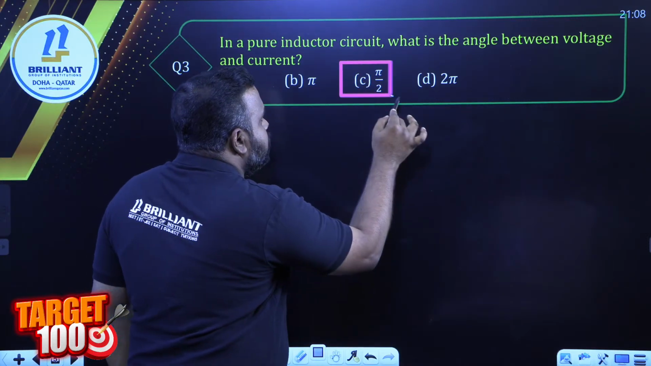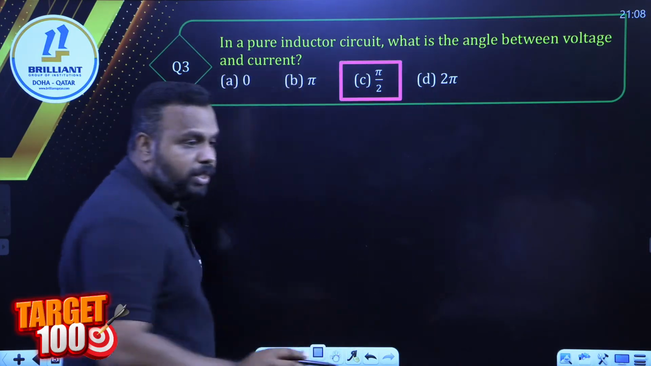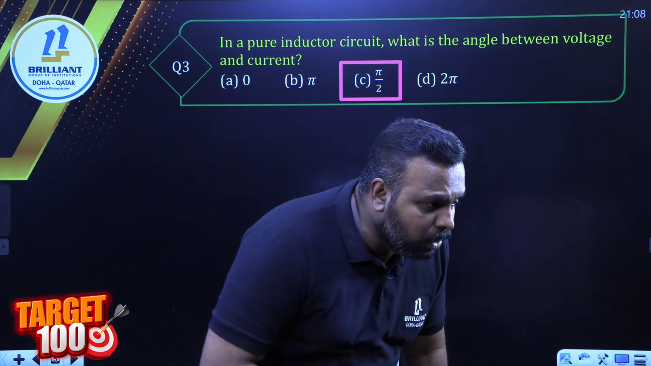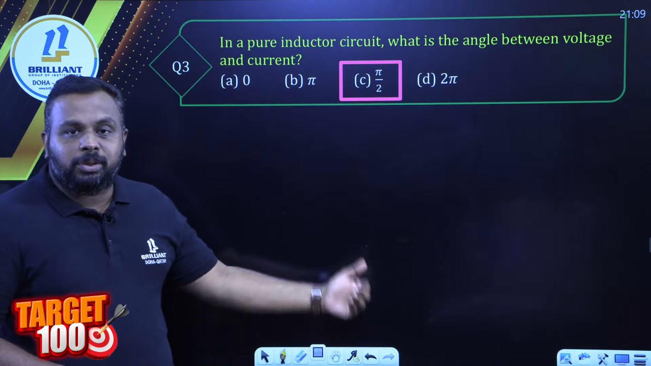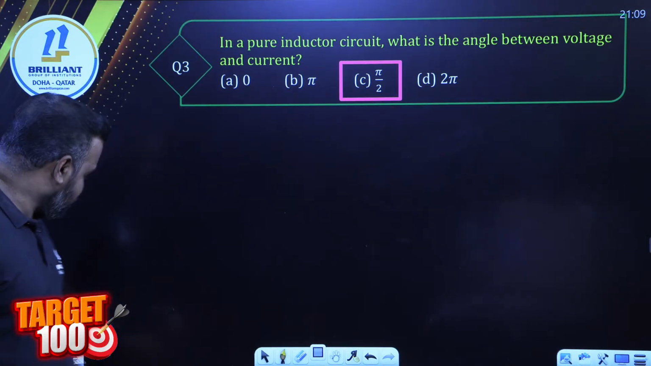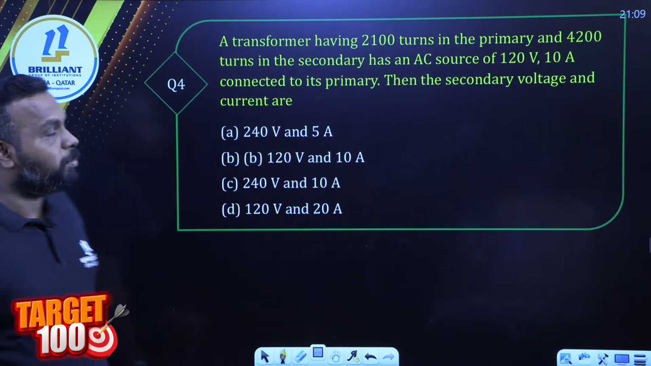So the answer for this question is option C, pi by 2. How many of you got the right answer? Yes, very good. All the students are answering. So I'm very happy with your response. So I'm going to the next. Keep going. Next one, question number 4.